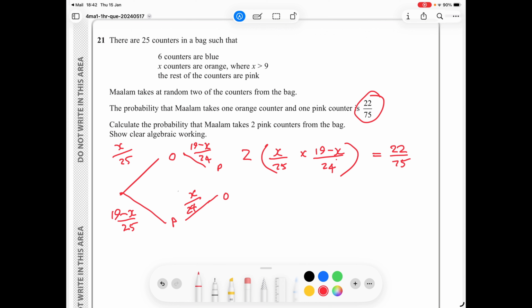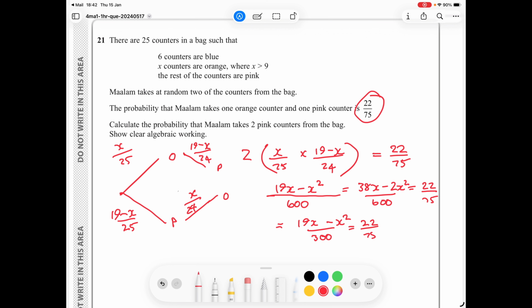So that means that over the bottom is 600, and the top would be 19x minus x squared, times that by 2, so that is 38x minus 2x squared over 600 equals 22 over 75. Let's already get rid of that, so it's 19x minus x squared over 300 equals 22 over 75.